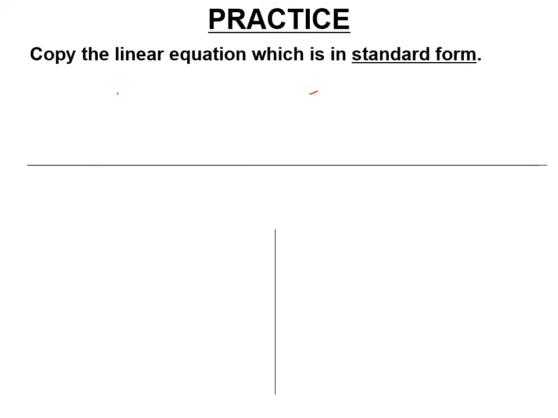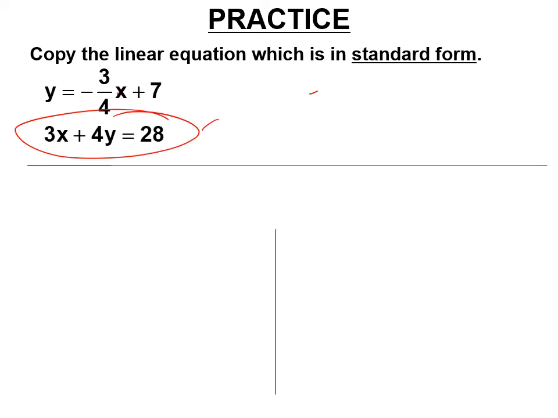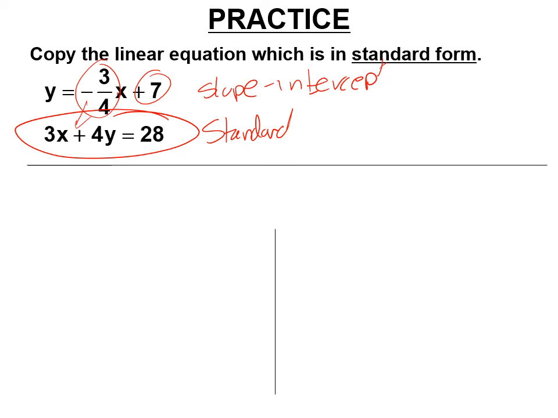All right, so let's practice. Which one is in standard form? Hopefully you're doing that. That is standard. What's the other form called? Slope intercept. And these are the same line. And so notice, you can see the y-intercept is 7. You can't see that here. Yes, there is a relationship, we'll go over this, between that 3 and the 4, and it's the opposite of 3 over 4. But instead of memorizing that, it's just easier to do what we learned today.